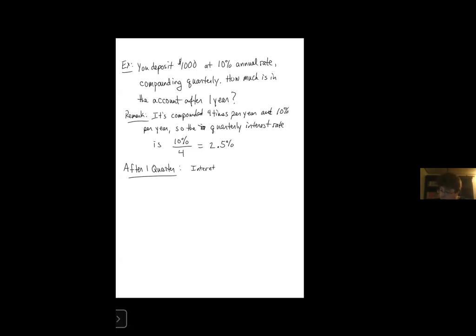So interest after 1 quarter, what are our numbers here? Interest earned is $1,000 times our 2.5%, so 0.025. And what is that? $25. So after 1 quarter, this account earns $25. So the account has 1,000 plus $25, $1,025 after 1 quarter. And we're going to do this for the next quarter.